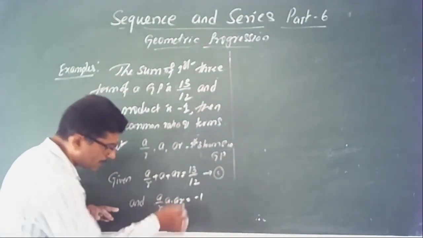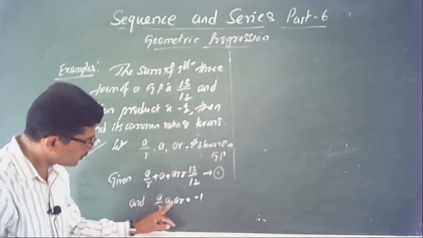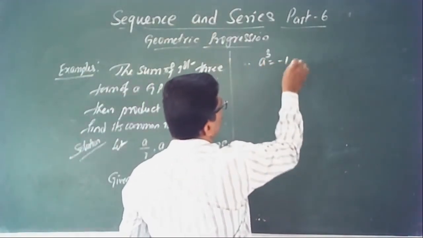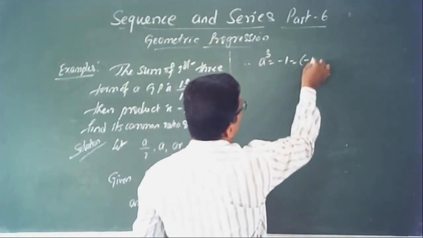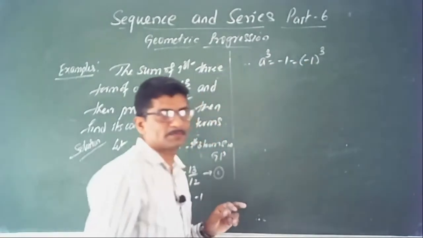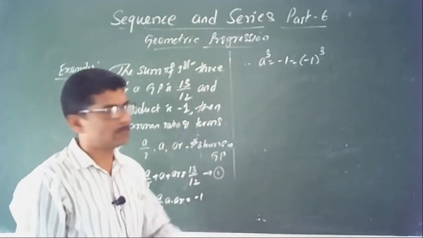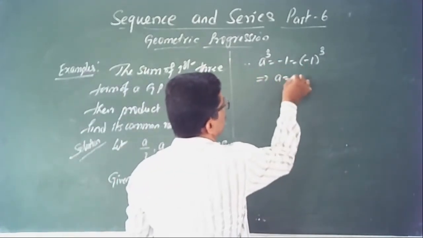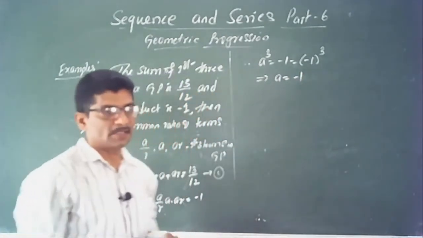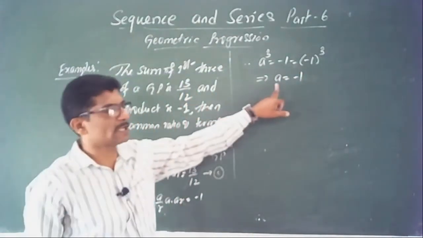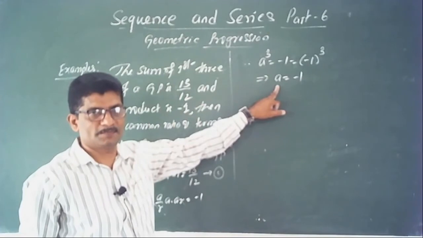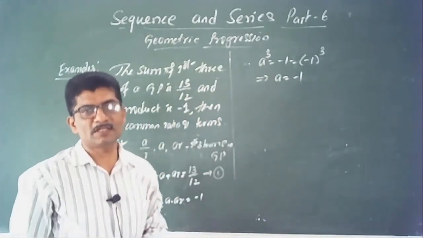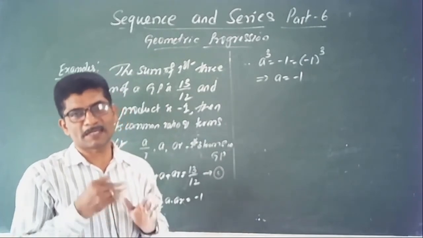Here r cancels, a into a into a, directly you get the value of a cube equal to minus 1. This minus 1 can be written as minus 1 whole cube. By the law of indices, it implies a is equal to minus 1. When we take it like this, we can easily find a. It's clear. Otherwise you get the relations and then solving the 2 equations you find the values of a and r.